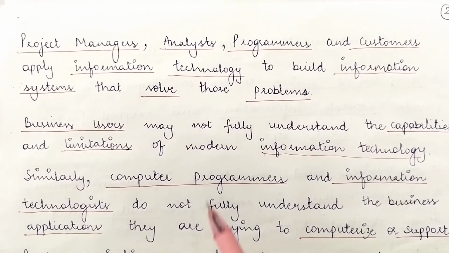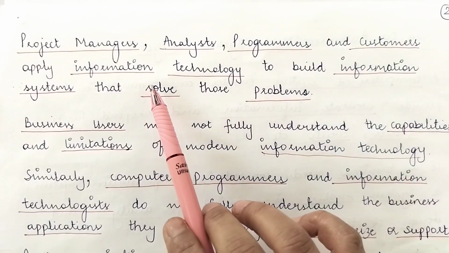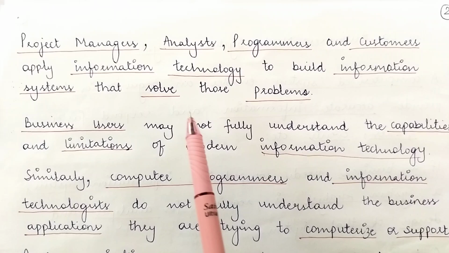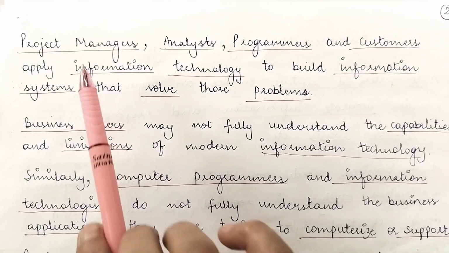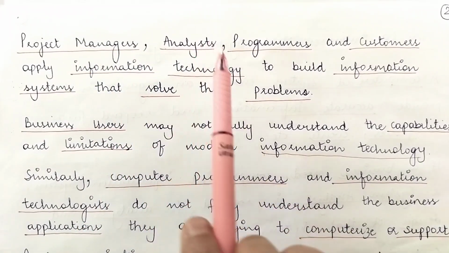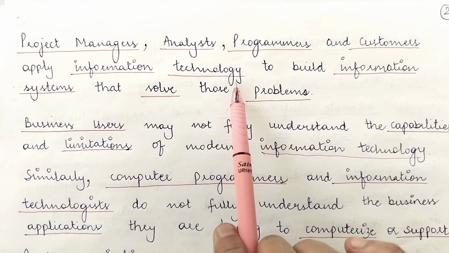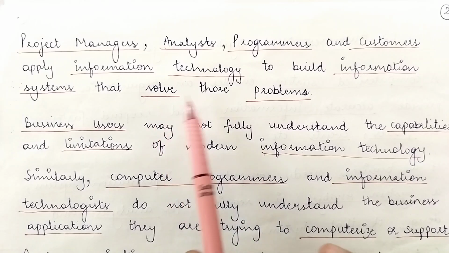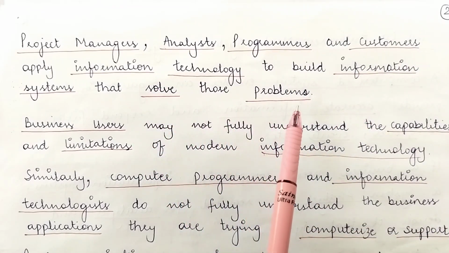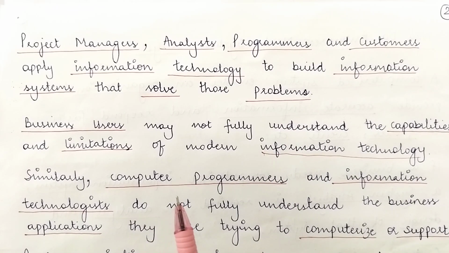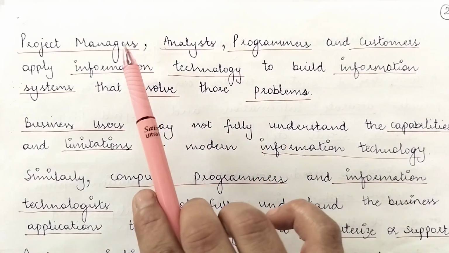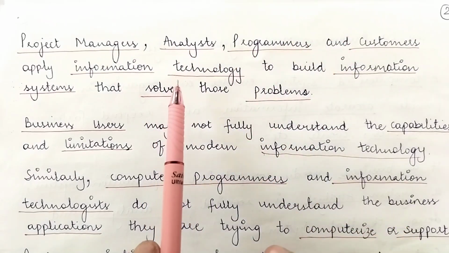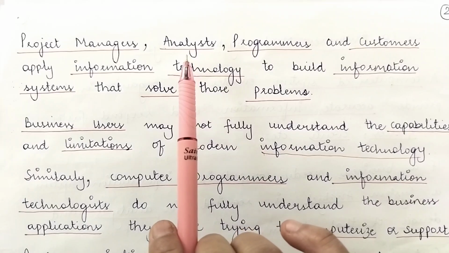The project managers, analysts, programmers, and customers apply information technology to build information systems that solve those problems. Once the customer has defined the business problems that he wants the computerized system to solve, the project managers, the system analysts, the programmers and the customers apply information technology to build an information system. And why do you build it? So that you can solve those problems defined by the customer, the problems that I'm facing in my business which I want solved. These problems would then be solved by the information system, which is built together by the project managers, analysts, programmers and customers, because every person in this team has a very important role.